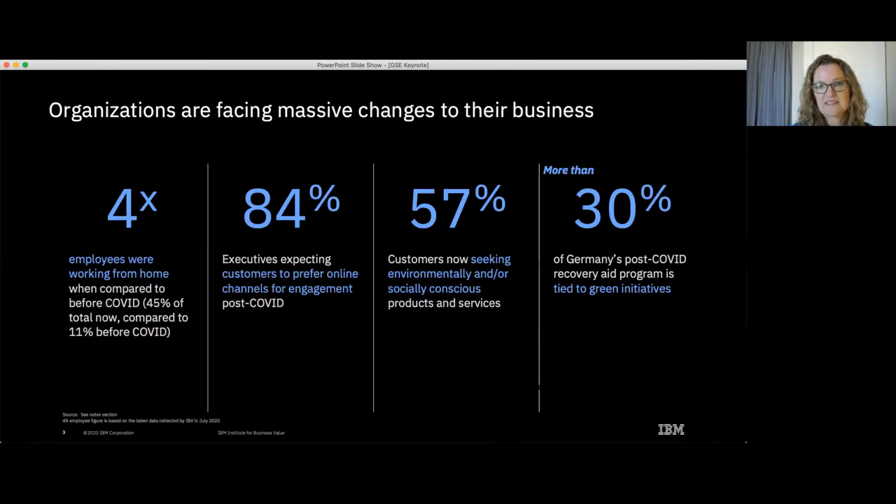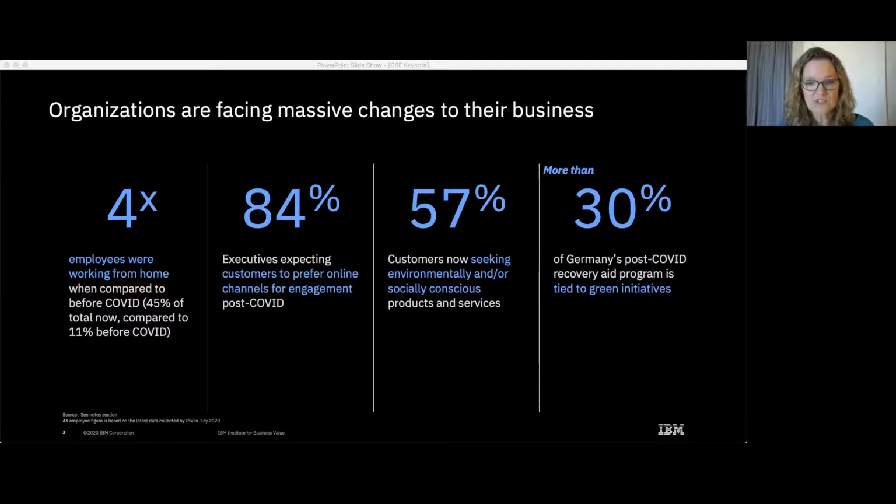And in fact, some of these changes are highlighted here that are truly impacting what's going on in our business environment. Some of these massive changes: 4 times the number of employees are working from home. And I'm sure, especially as the UK goes back down into lockdown, it's going to even increase. 45% now versus 11% before COVID.